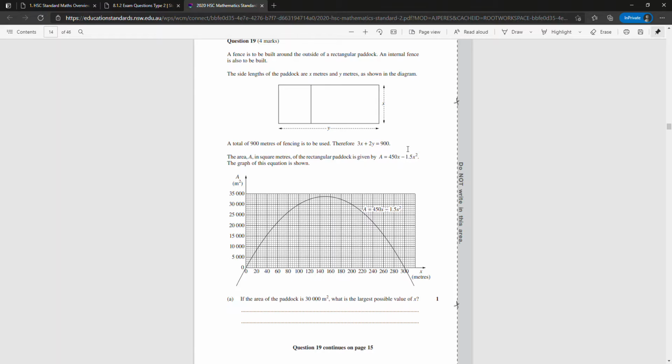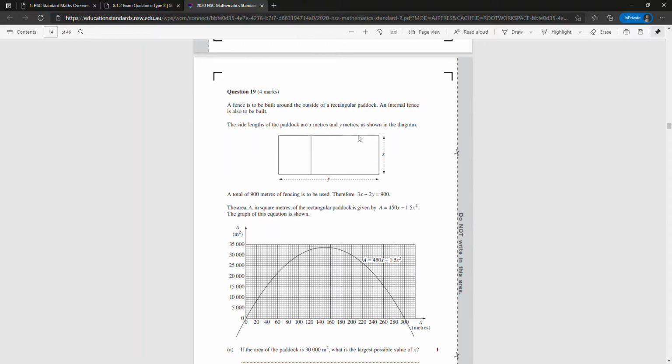What you're told is that a fence is to be built in this way on a field, and that a total of 900 meters of fencing is used. So basically this y and this y, so 2 times y, and x, 3x. So 3x plus 2y is equal to 900. And what you're also told is the area of this block of land is given by this equation: 450x minus 1.5x squared.